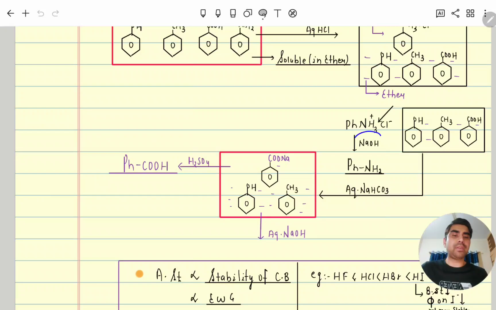After that, getting this anilinium chloride, if it reacts with NaOH, what will happen? NaCl forms, and water will be released, and again you will get aniline. Now the quaternary mixture has become a tertiary mixture. Now this tertiary mixture we are reacting with NaHCO3, bicarbonate. By reacting with bicarbonate, now two acids are there.